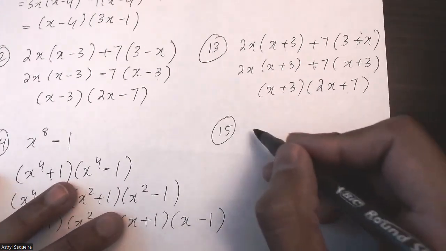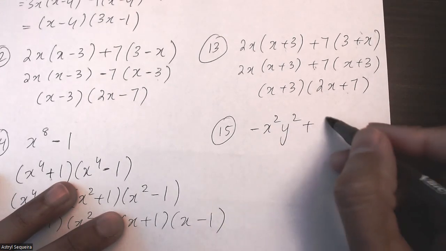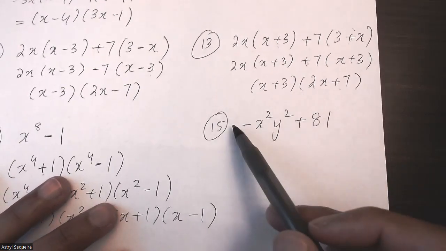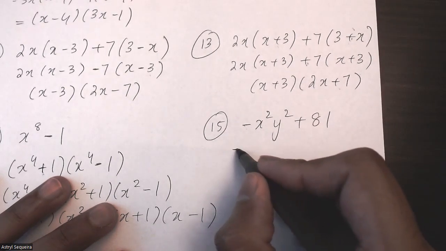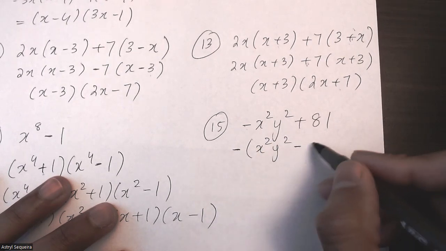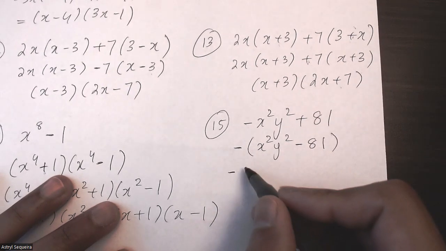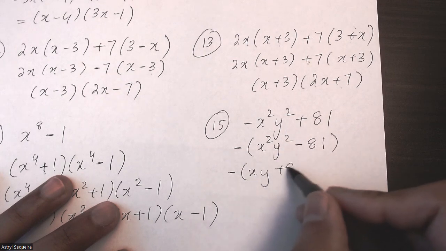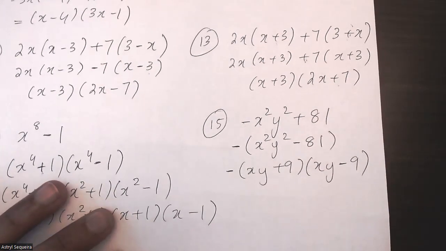Next question is negative x squared y squared plus 81. Now this question can be done in a couple of ways. You can either move the 81 to the front, and that way the negative sign is going to be in the middle, or you can start by factoring out a negative, and I'll do it this way. There are multiple possible solutions for this one. Now I can just do difference of squares in the middle over here. The square root of x squared y squared is just xy. Square root of 81 is just 9. And then same thing with a negative sign.